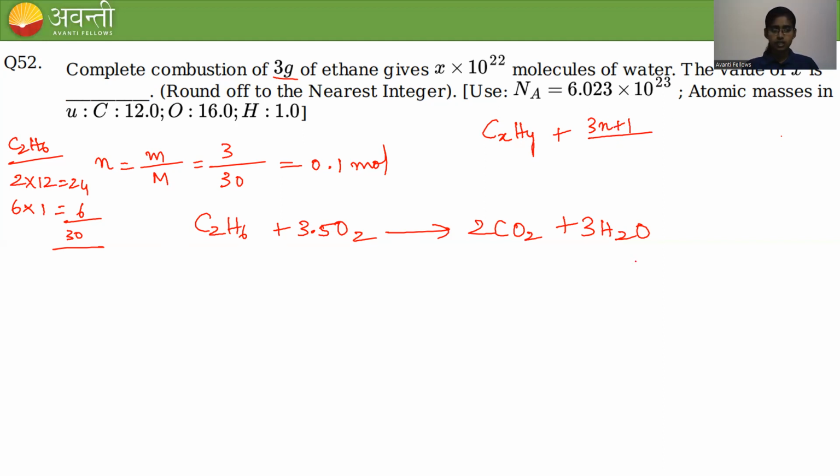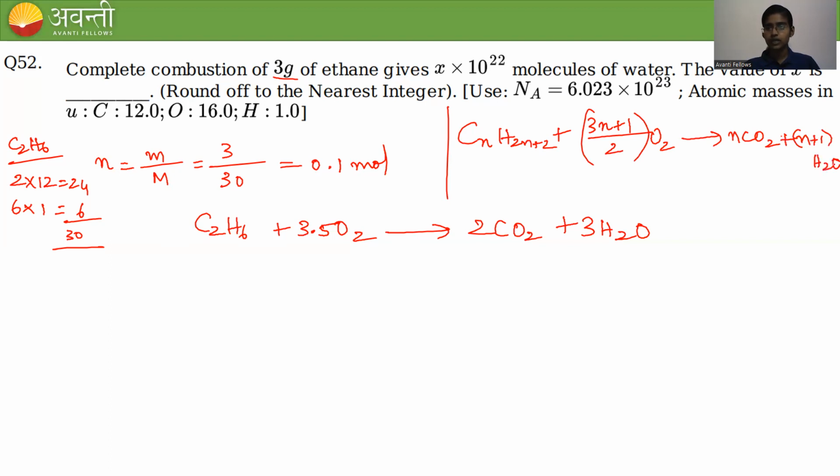let me write the general formula for alkanes here for you. The general formula for an alkane is CnH2n+2. So when an alkane is reacting with (3n+1)/2 moles of oxygen, it produces n moles of carbon dioxide and n+1 moles of water. And here you can see the n value is 2. On substituting the value of n as 2 in this equation, I'll get this balanced equation.